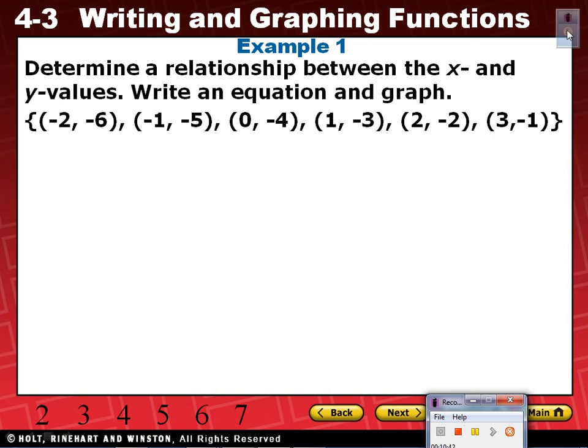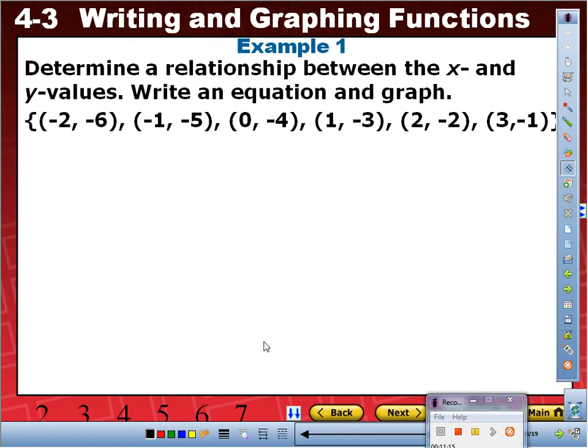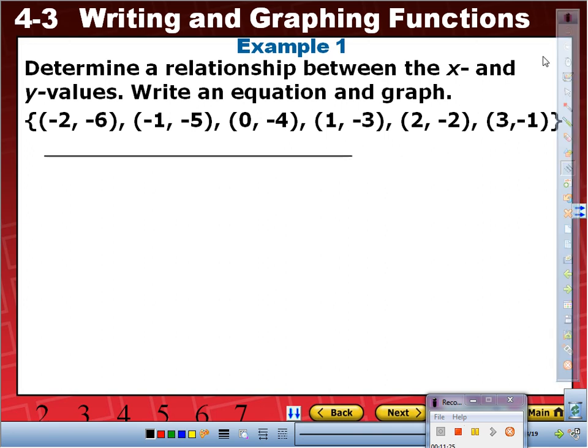I'm going to go ahead and get a table started. But this time, instead of doing a table vertically, I'm going to do one horizontally like this. And I have x and I have y. We said that x is the domain, also known as the independent variable. Y is the range, also known as the dependent variable. So domain is independent, range is dependent.